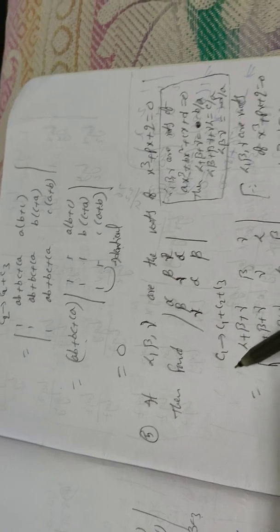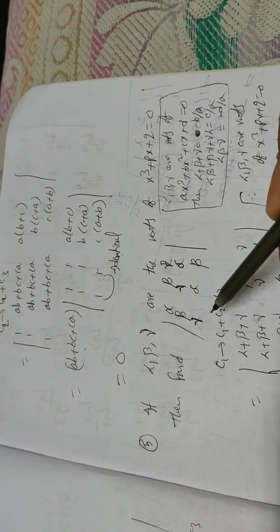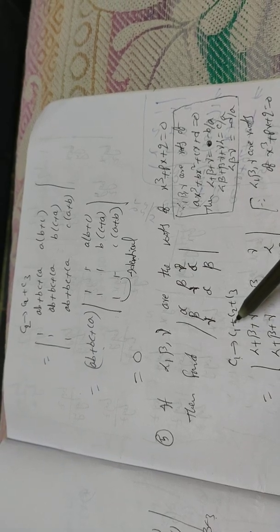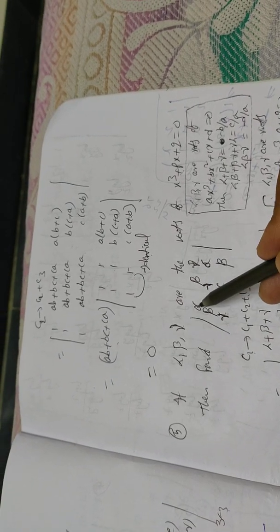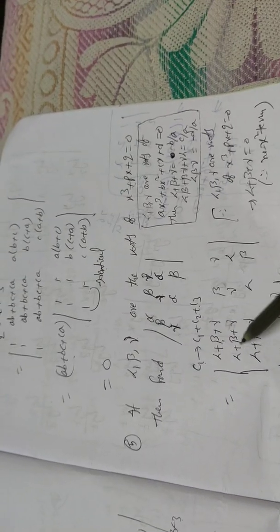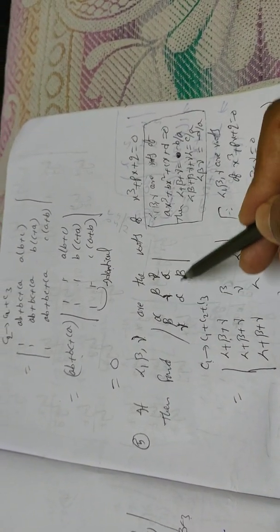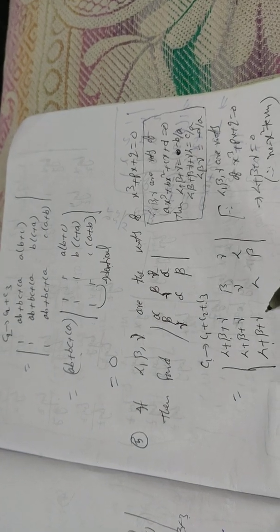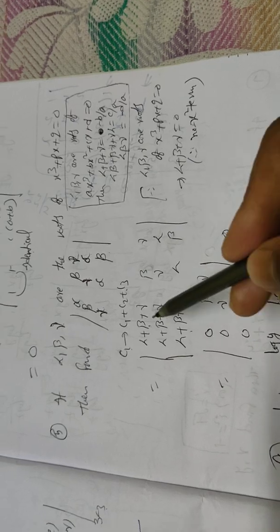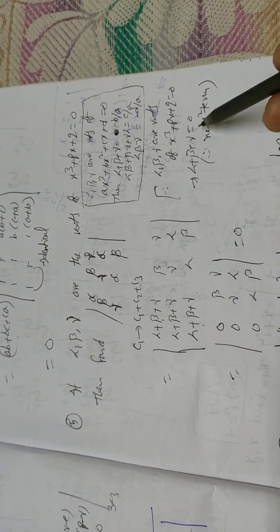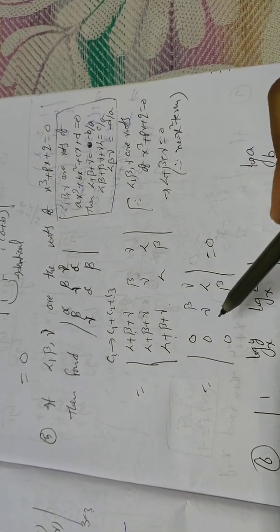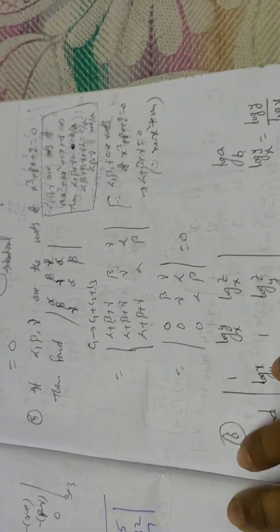See here, if you go for either column operation or row operation, both give the same answer. So I use here the column operation C1 goes to C1 plus C2 plus C3. So what you have is alpha plus beta plus gamma, beta plus gamma plus alpha, that is also alpha plus beta plus gamma only. Gamma plus alpha plus beta, that is also alpha plus beta plus gamma only. So, beta, gamma, alpha, beta. Okay, so all these entries are zeros based on this concept. So if in a row or column all entries are zeros, then the determinant is equal to 0.